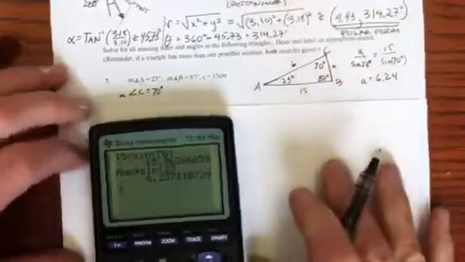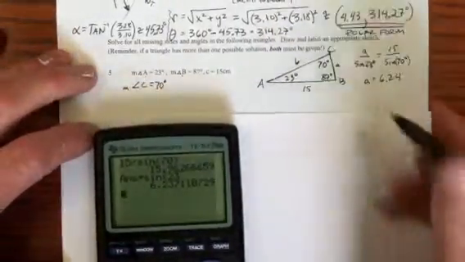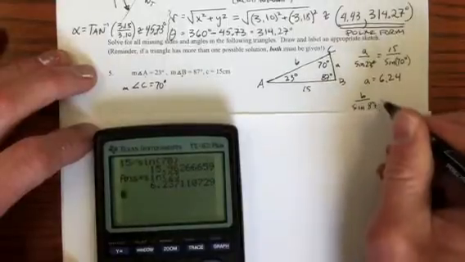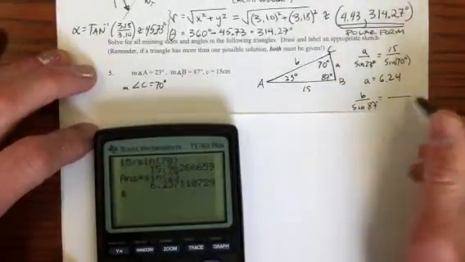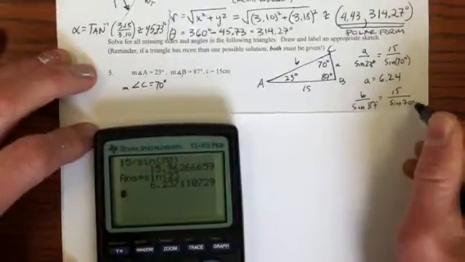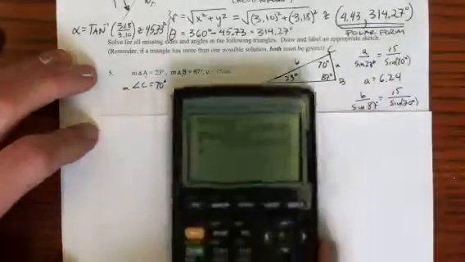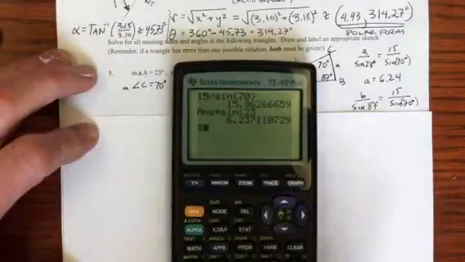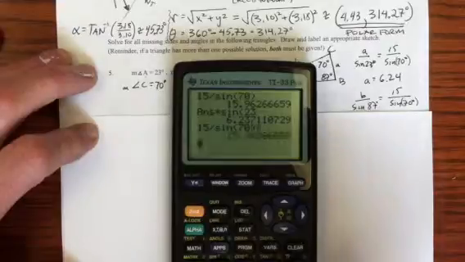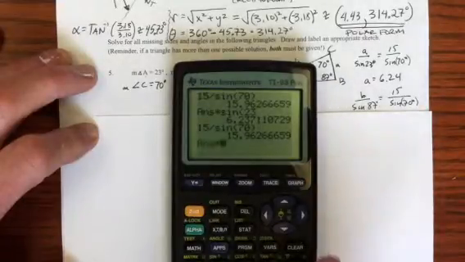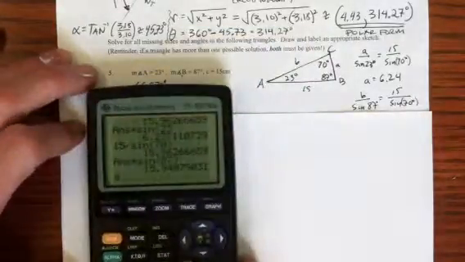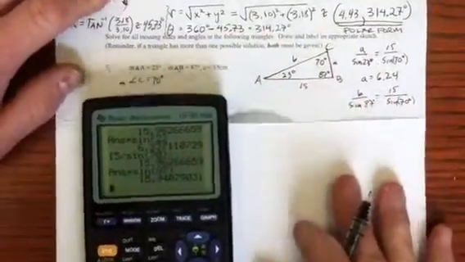This is not a right triangle, so I can't do Pythagoras. I'm just going to call that B, and then I'm going to do the same thing, but I'm going to say B over the sine of 87 is equal to 15 over the sine of 70. Use your original data. It's a little bit more accurate if you're rounding. So I do the same exact type of thing. 15 divided by sine of 70, and then times that by sine of 87. And I get 15.94. So that's what B is.